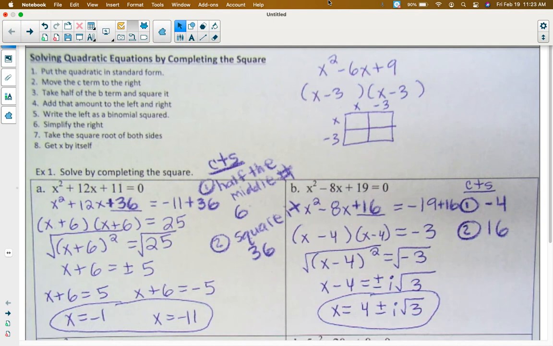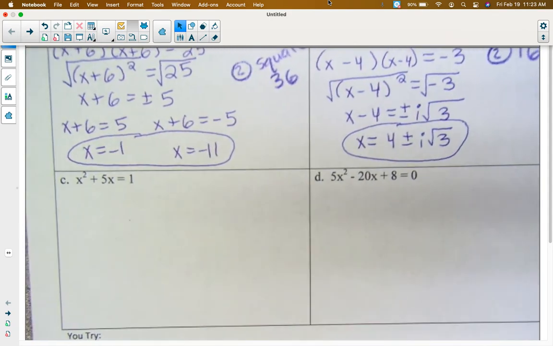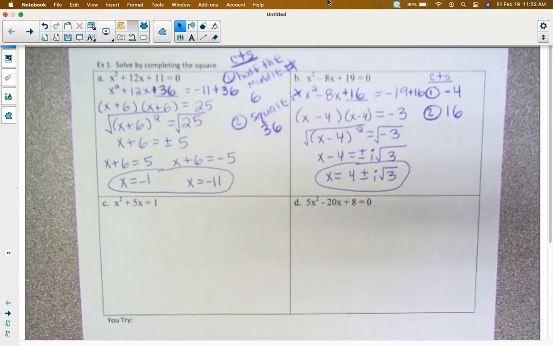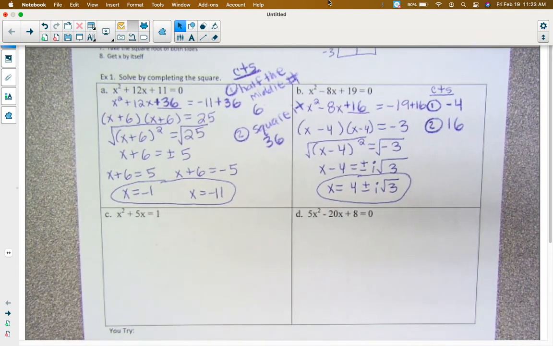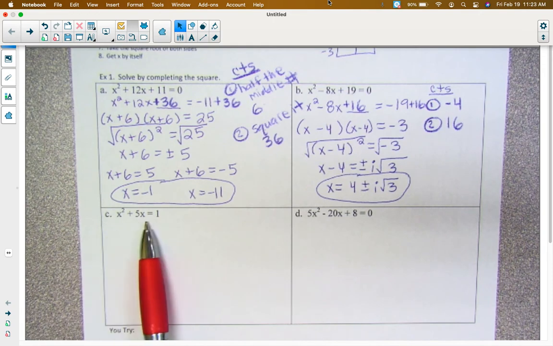All right, we have a couple more that we're going to go through and work out. So x equals 4 plus or minus i square roots of 3. All right, let's take a look at C. Step 1, put the quadratic in standard form, and step 2 says move the C term to the right. Some of that has already been done for us, so life is a little easier.